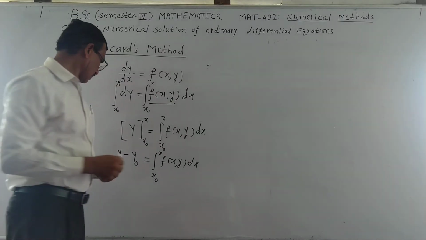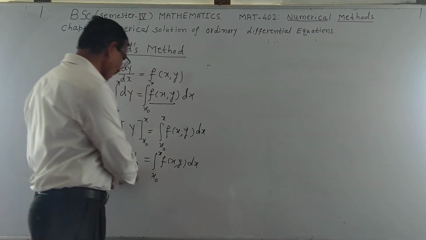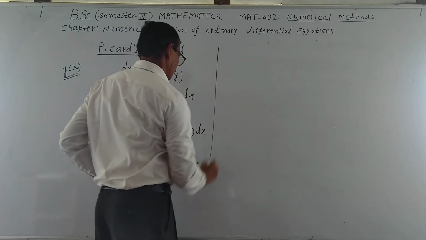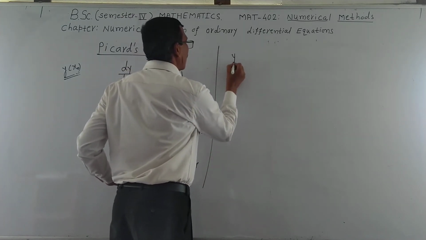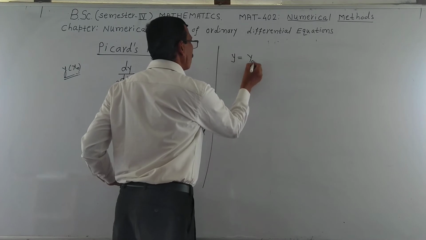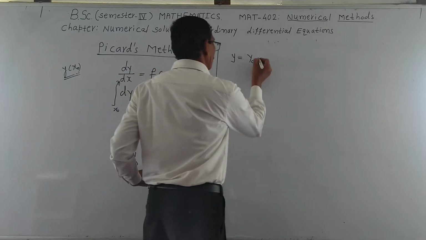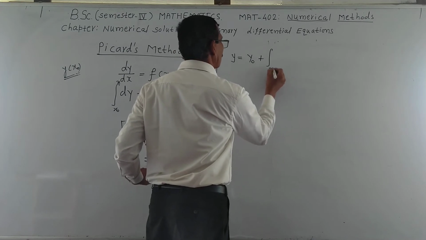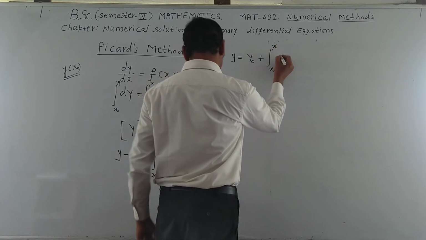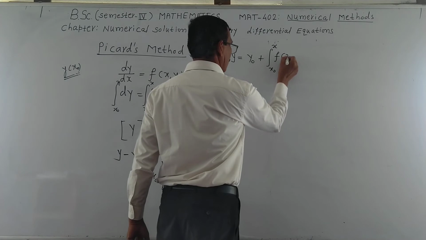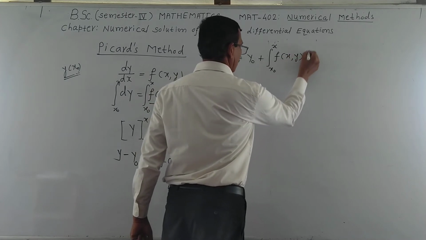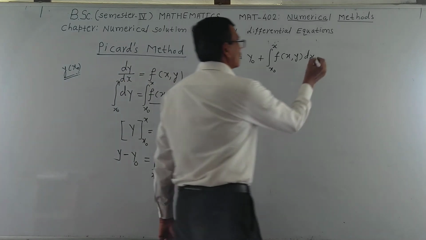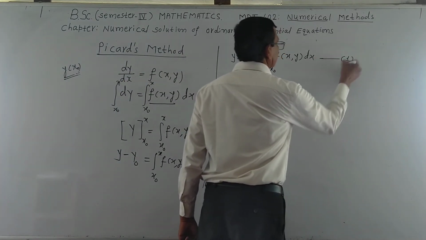Now transfer this y0 to the right side, it will become positive. We get y is equal to y0 plus integral x0 to x f of x, y dx. This result is our first equation.